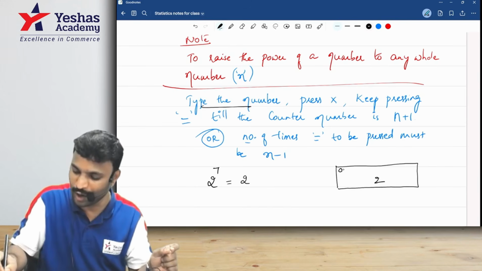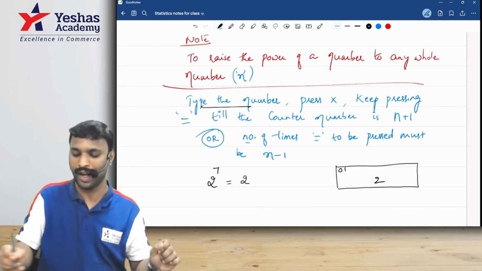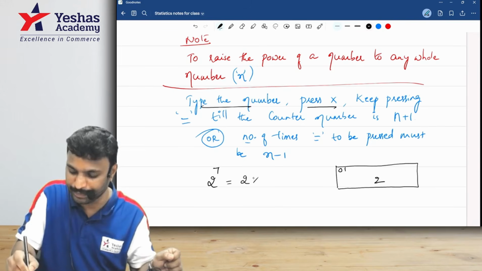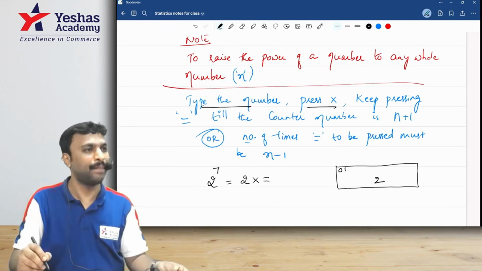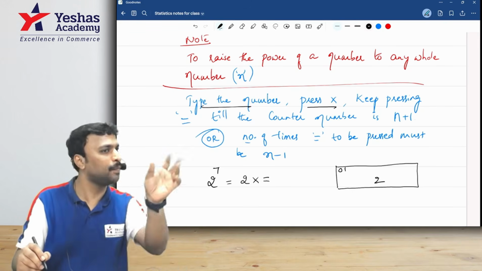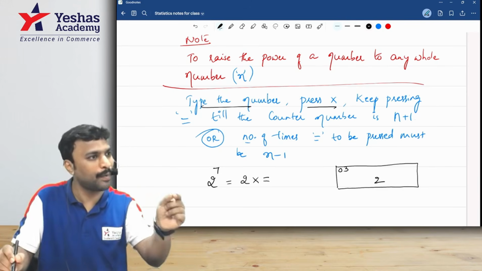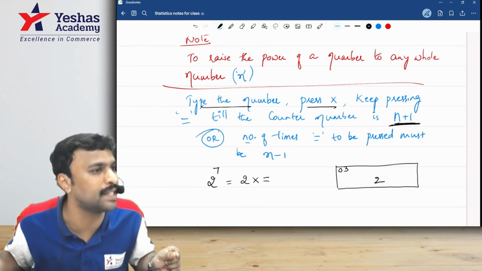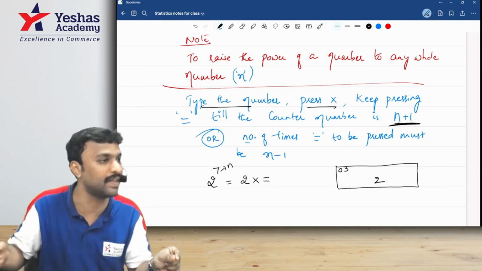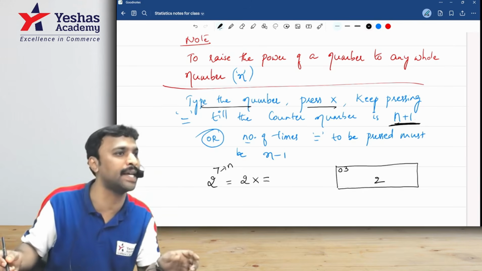And something at the top, 0, 1. I want you to do this. Press the into button. And press equal to. When you press equal to once, the counter number here is how much? 3. So what did I say? You have to keep on pressing the equal to button until the counter number becomes n plus 1. What is my n here? 7. So the counter number should become 8. Till then you have to keep on pressing equal.